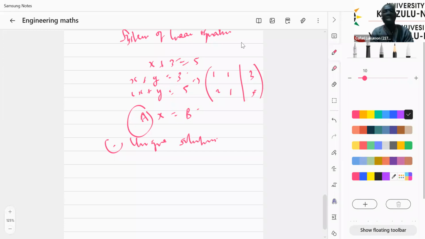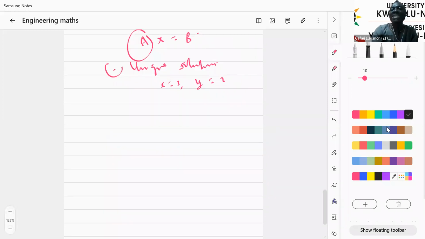So you can have a unique solution. So when we say unique solution is maybe when you find the value of this variable. So for example, at the end of the day, if we solve this simultaneous linear equation, then I have that my x is equal to 3 and my y is equal to 2. You understand now? Then we have unique solution.